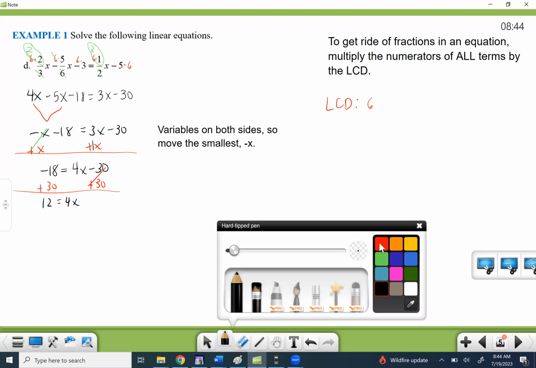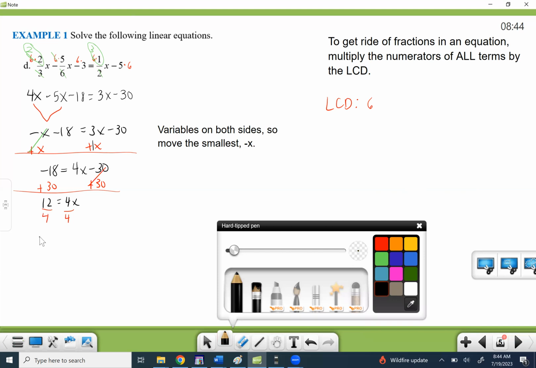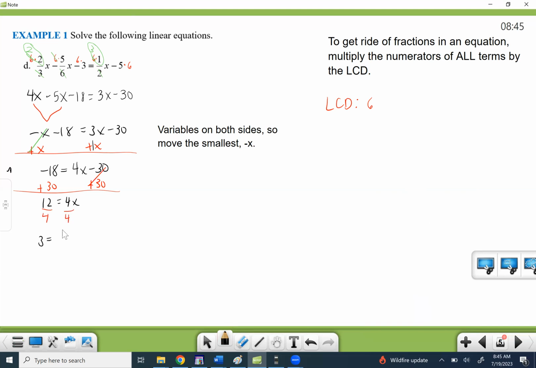4 times x, so we got to divide to get rid of it. The opposite of multiplying is dividing. 12 divided by 4 is 3. 4 divided by 4 is 1, which we're not going to write. So we get that x equals 3.